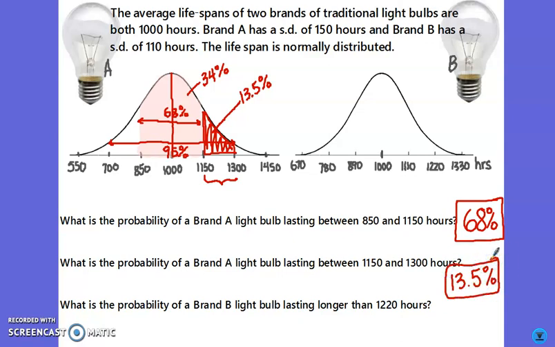Going to brand B, what's the probability that it lasts longer than 1220 hours? So that's 2 standard deviations above the mean or longer. So that was the 2.35% and the 0.15% added together, right? So that should be a 2.5% chance that you'd find a light bulb that lasts super duper long. Those are the types of problems that I want you to try, and I'll answer questions next time.